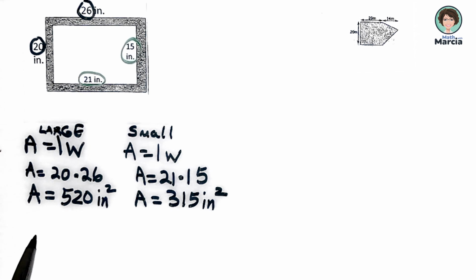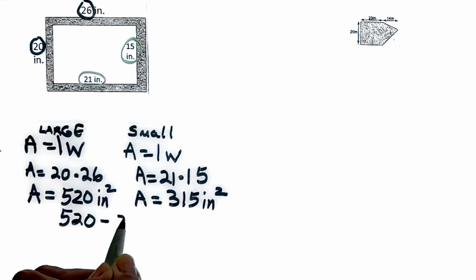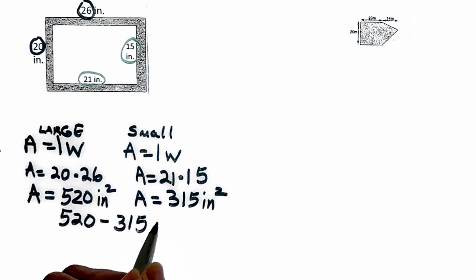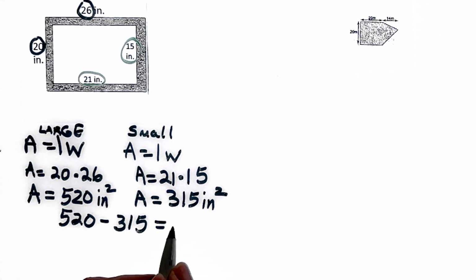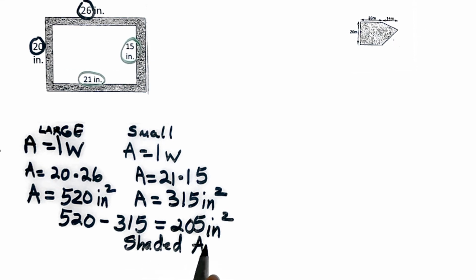Well, remember, we only want the shaded part, which is going to be really a small part of the actual picture. So we need to do the large rectangle minus the small rectangle. And when you do that, you have 205 inches squared. And again, that is only our shaded area. And that is our answer right there.